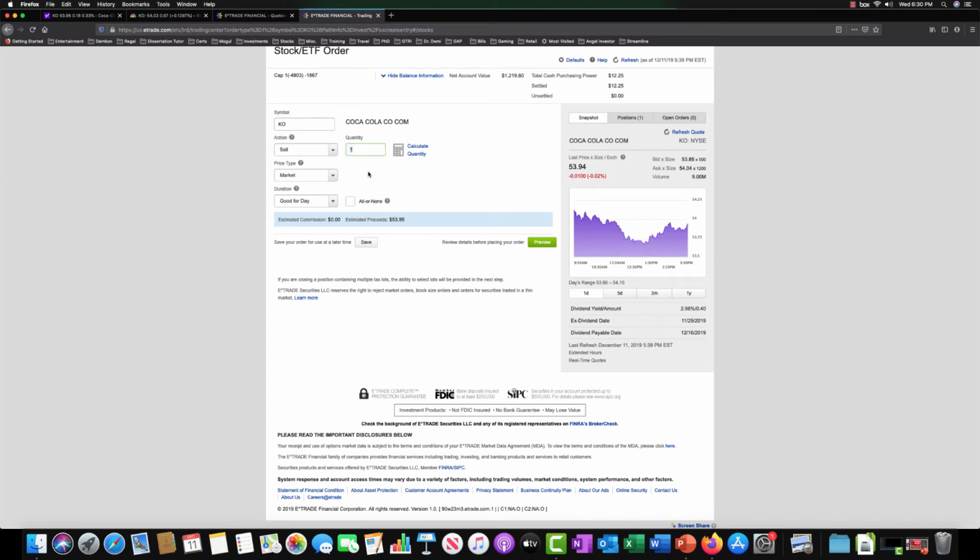I have 1 share of Coca-Cola sitting in here for the purpose of, if I wanted to sell it, which I don't, I want to leave this in here. I could do the same thing. Am I selling at a limit? Am I selling at market?